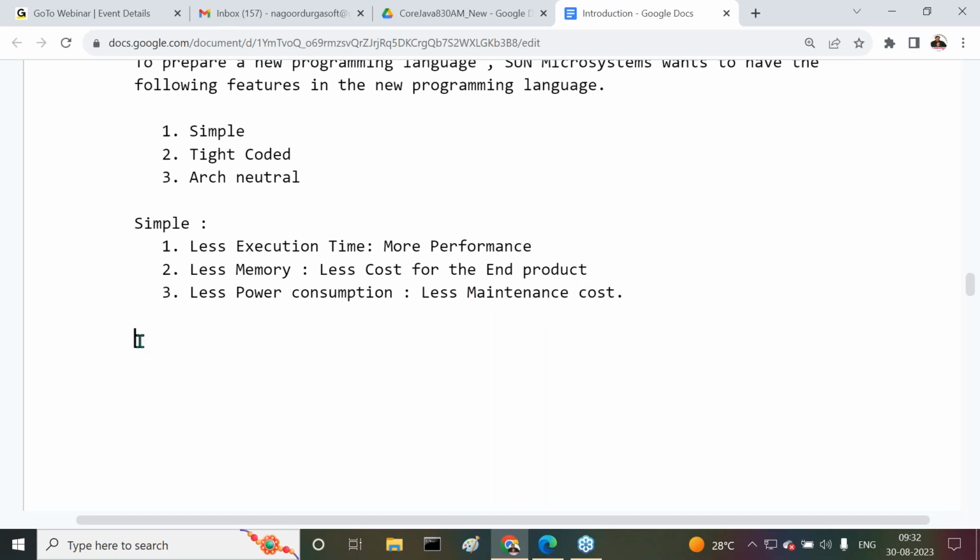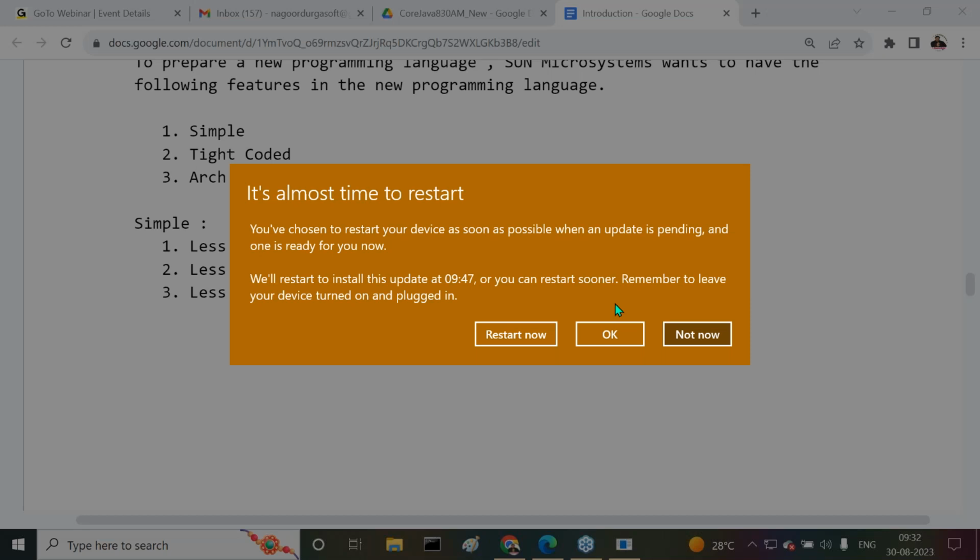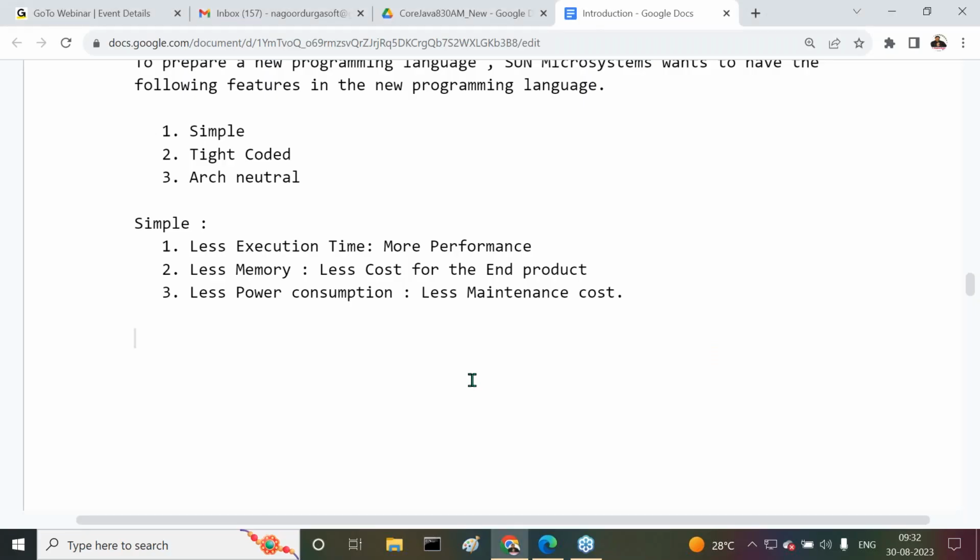These are the three features they want to include in their programming language. Guys, I'm telling you, this is still only a paper plan, not any direct implementation. They are just thinking about what to implement in the new programming language. Overall, three features they identified: first, a simple programming language; second, a tight coded programming language; next, an architectural neutral programming language.